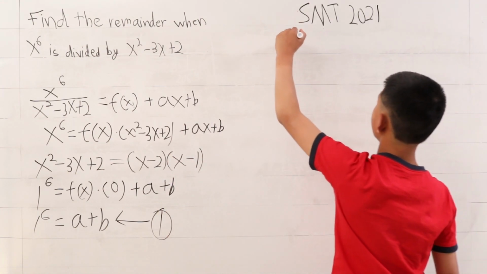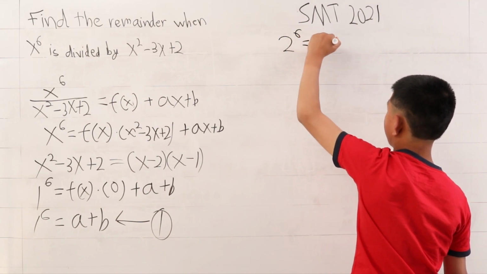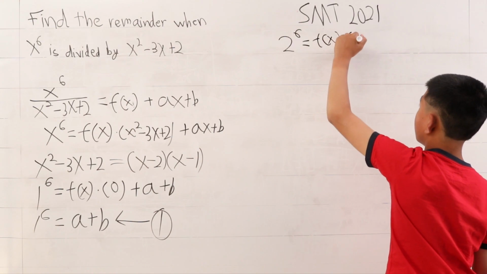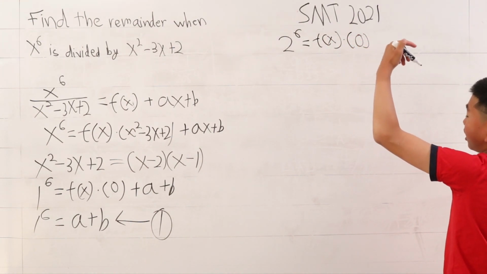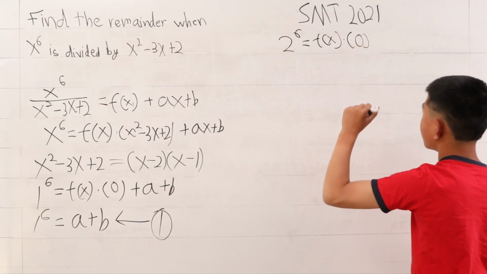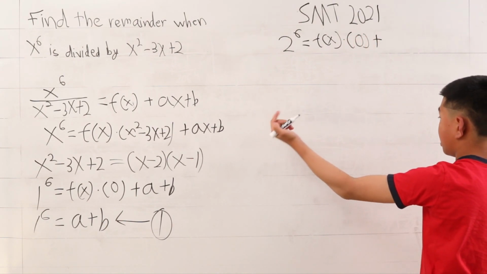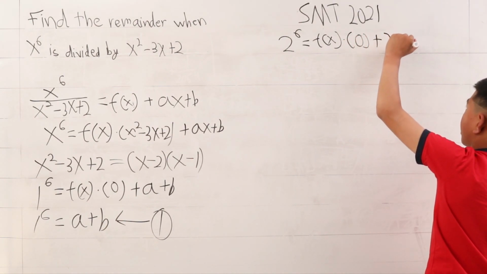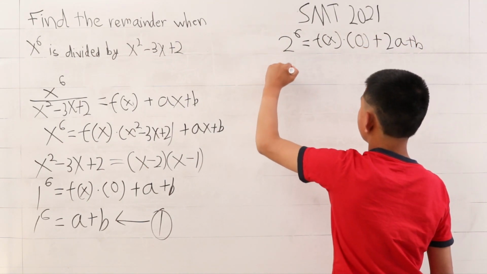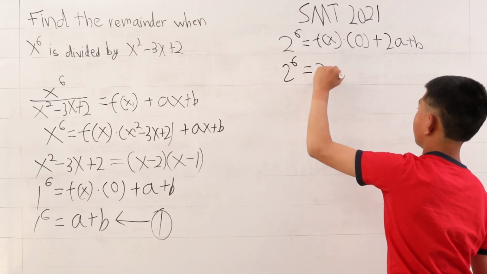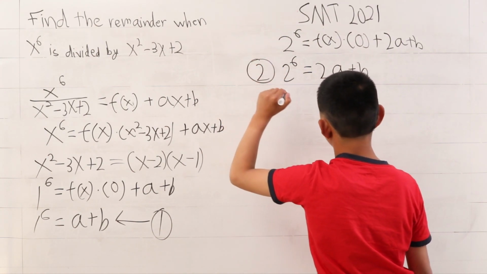Now let's get our second equation from this x minus 2. So when we plug it in, 2 to the power of 6 is equal to f of x times, once again, 0. We see that these two terms have to cancel out, which we do to get only the remainder, since that's what we want. And then you add an ax plus b, and this is 2a plus b, since you're multiplying a by an x. Now 2 to the power of 6 is equal to 2a plus b. So we have our second equation.